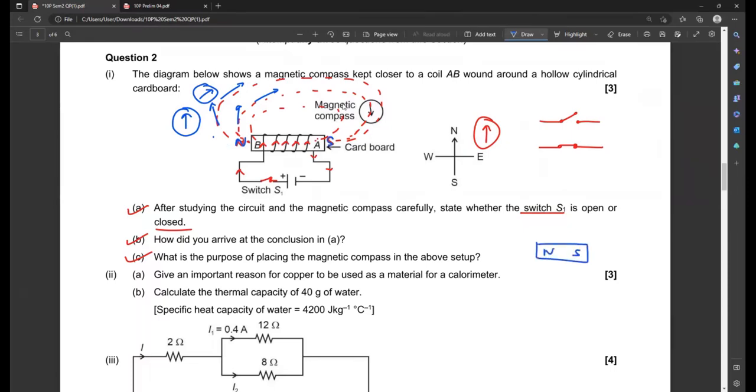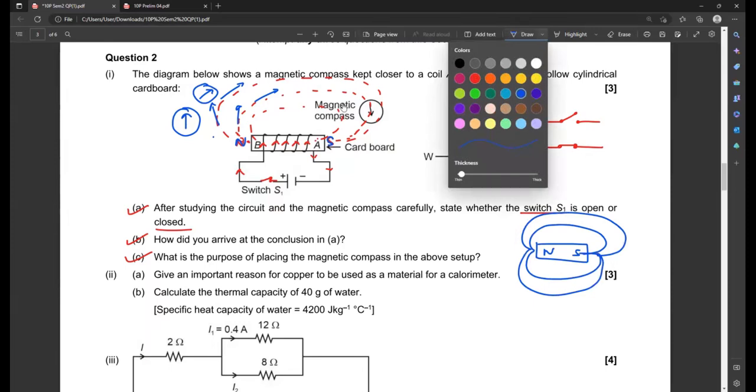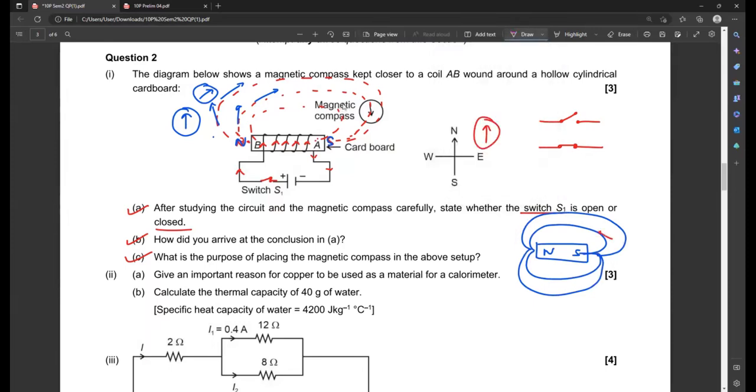So if you have north and south and you draw the lines like this, and at any point you want to find the direction of the magnetic field, the magnetic field will always be pointing tangential to the direction of the field lines. Do you understand that? Okay, so if you place a compass, the compass will point in the direction of the arrows that I've drawn. Is that clear? Yes, sir.